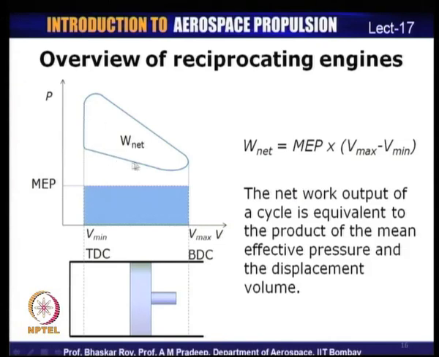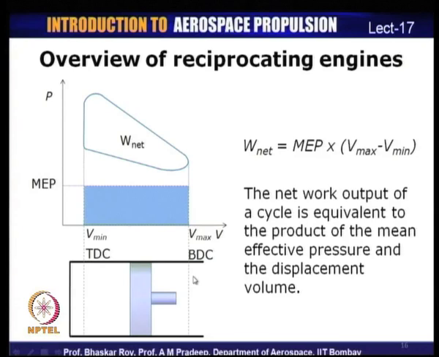If we know the area enclosed within this cycle, which is basically equal to W net, we have an equivalent area here between V max and V min. The fictitious pressure corresponding to that area is equal to the mean effective pressure. Therefore, W net, or net work output, is equivalent to the product of MEP, which is mean effective pressure, and the displacement volume, that is V max minus V min.